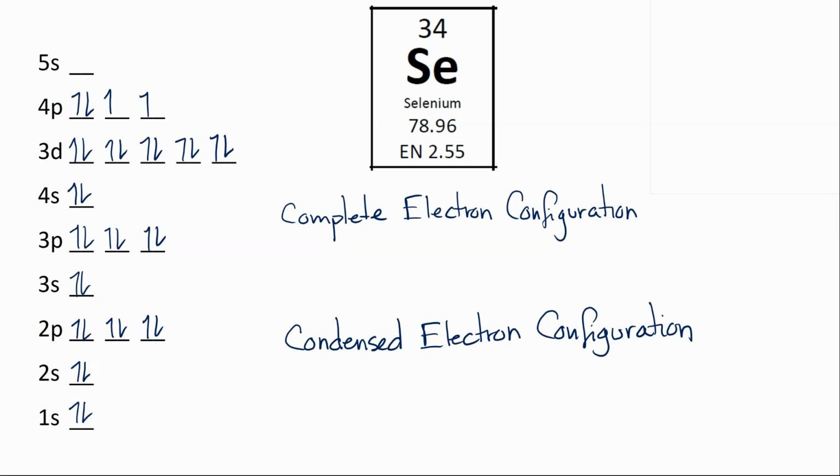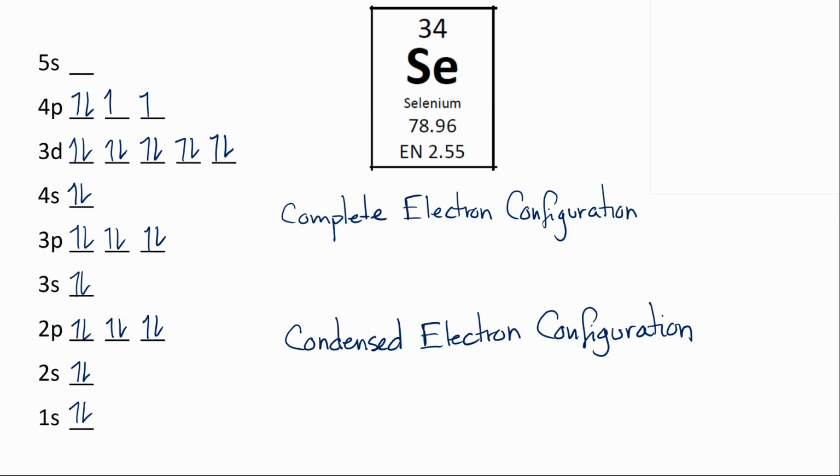Electron configurations are a convenient text-based way to represent the information that we get from an orbital filling diagram. So I have an orbital filling diagram that's been filled out for selenium. This is the ground state of a selenium atom. And I want to talk about how we can represent those in electron configurations. We have two ways that we do that. One is a complete electron configuration, and the other is a condensed electron configuration.